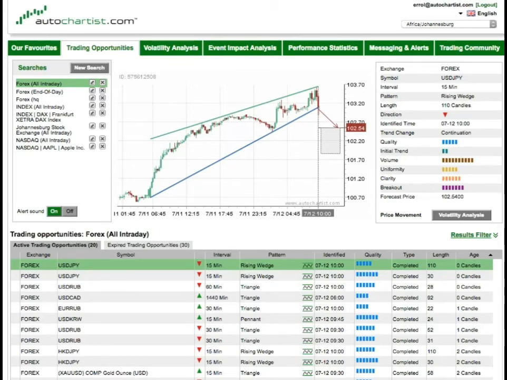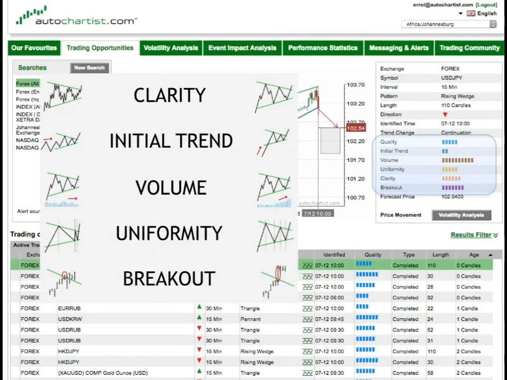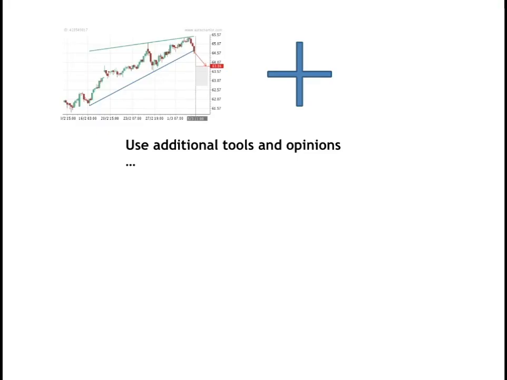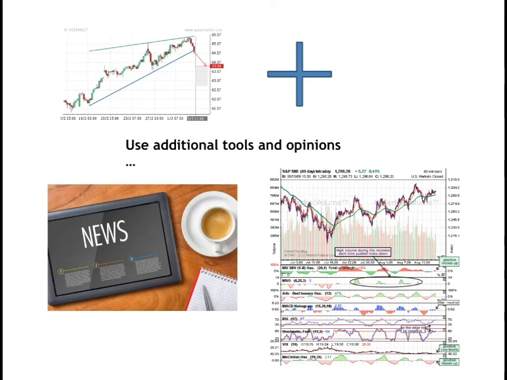With each pattern that Autochartist identifies, there are also a collection of quality indicators. For more information, you can also see the educational video about the quality indicators that will explain them in more detail. Chart patterns are a great starting point for scanning the market for potential trade opportunities, but we recommend that you use chart patterns in conjunction with other tools like market news, other technical indicators, or fundamental price information about the stock or instrument you're going to trade.